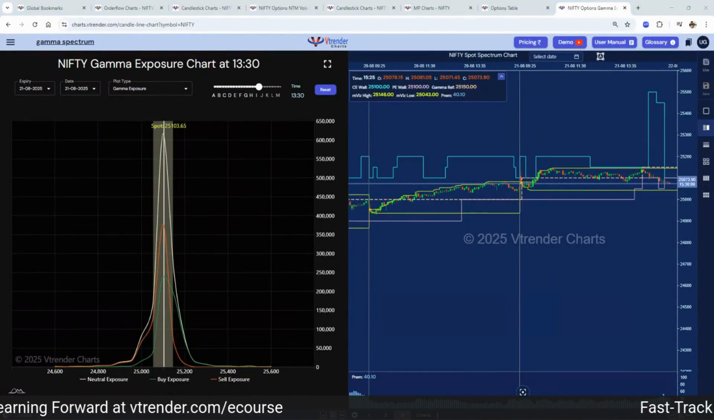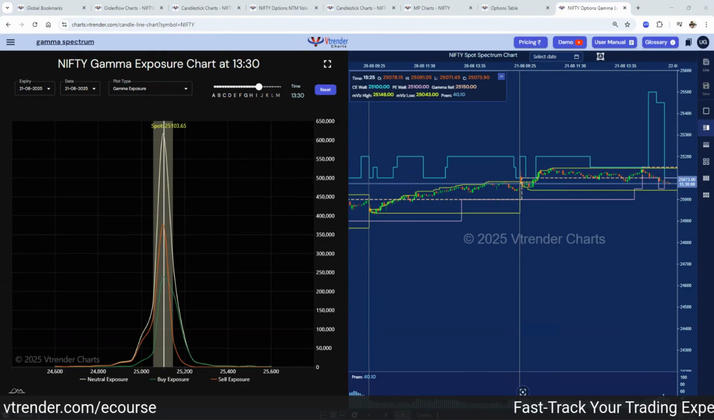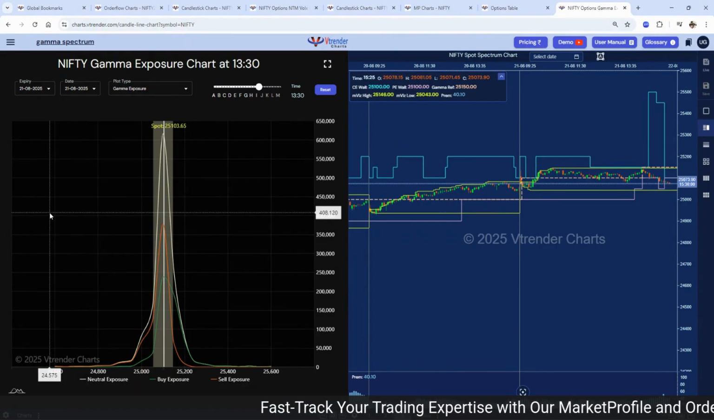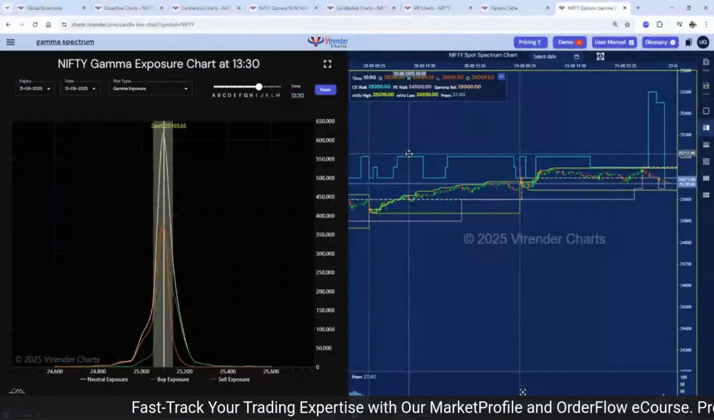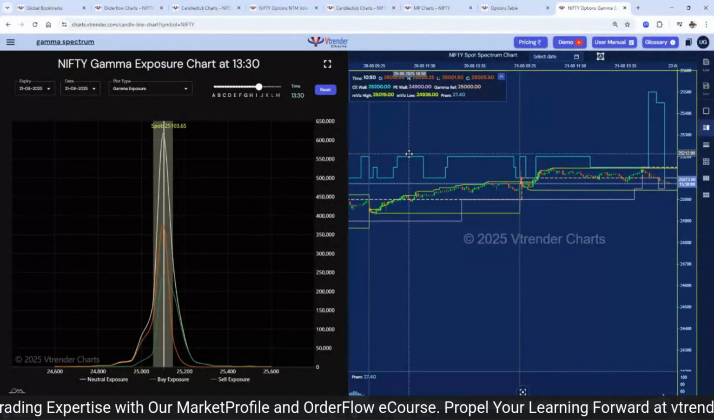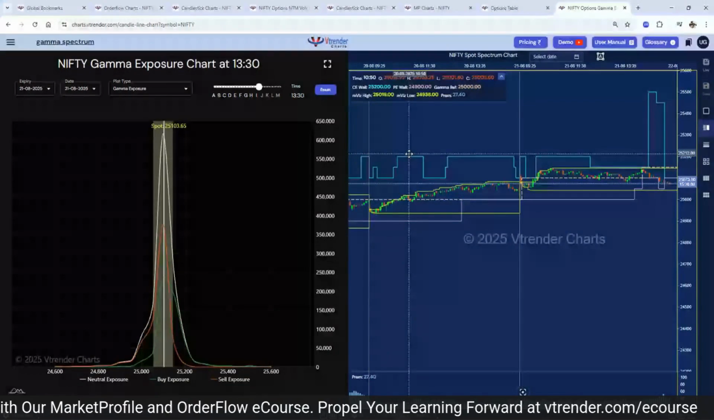So this is one combination. The same thing you can use for dual gamma exposure. You can have one as the start of the day and the other one as the latest one, and you can see from the start how it has changed and how it is changing.